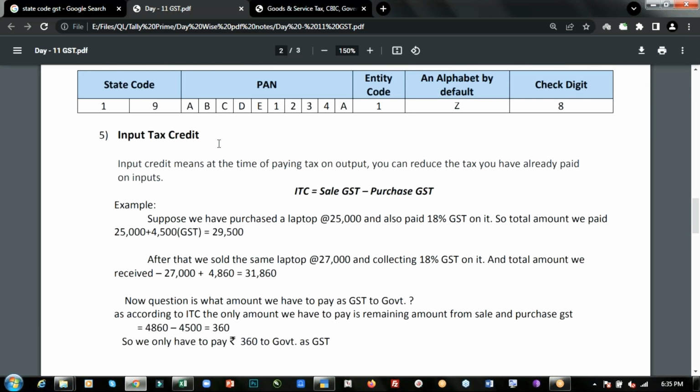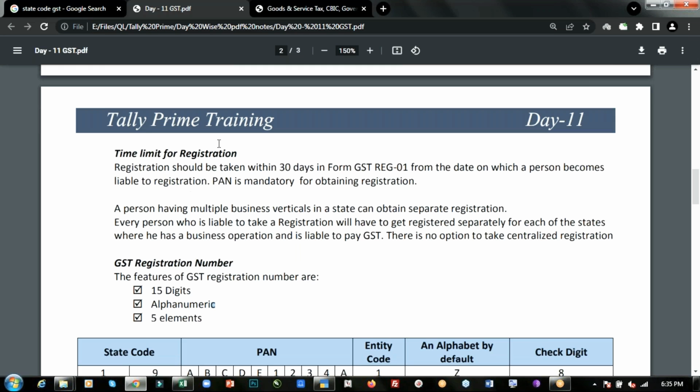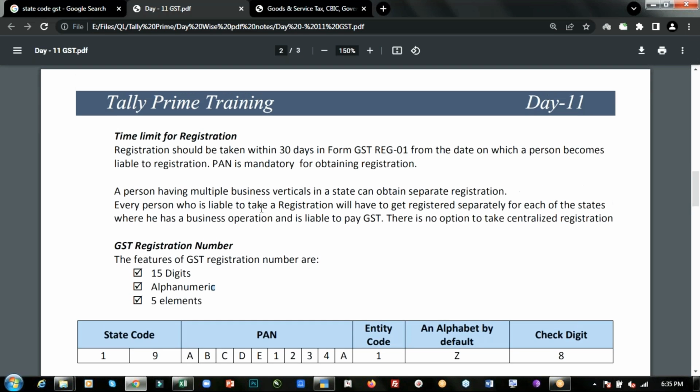So guys, till this GST registration number point, is everything clear for all? Kindly have a look on all the topics which we have discussed in this PDF. Then let me know if you have any confusion in any of the points.